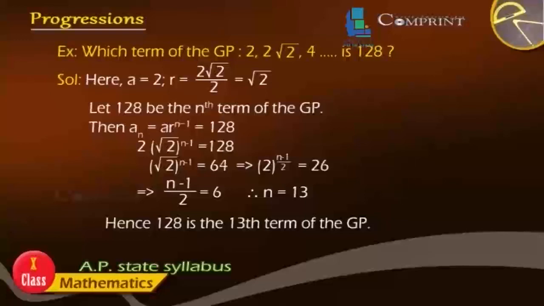2^((n - 1)/2) = 2^6. Therefore, (n - 1)/2 = 6. Therefore, n = 13. Hence, 128 is the 13th term of the GP.